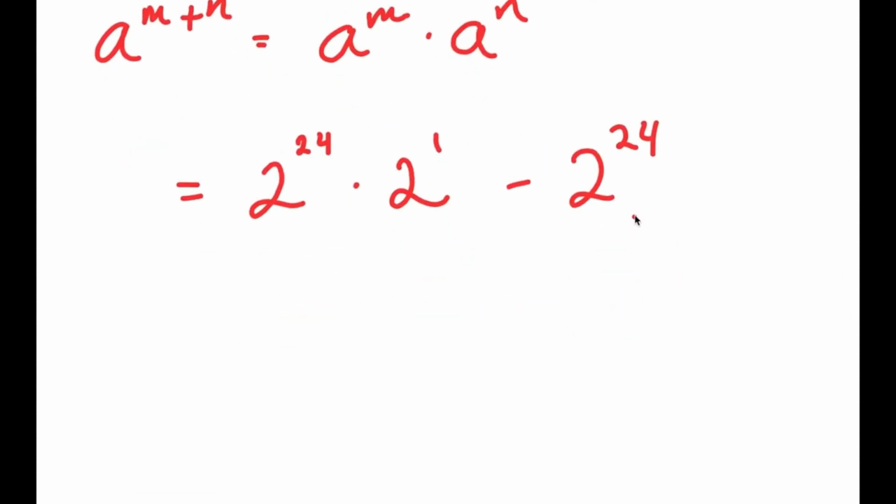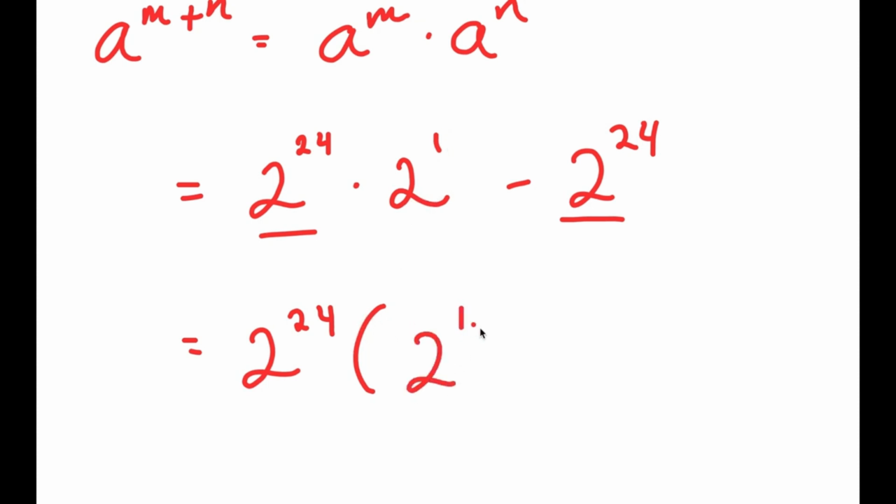Now, from here, what I'm going to do is factor out 2 to the power of 24, because notice how both of these terms have 2 to the power of 24 in them. So, I get 2 to the power of 24 times 2 to the power of 1, since 2 to the power of 24 times 2 to the power of 1 divided by 2 to the power of 24 is just 2 to the power of 1. And negative 2 to the power of 24 divided by 2 to the power of 24 is just negative 1.